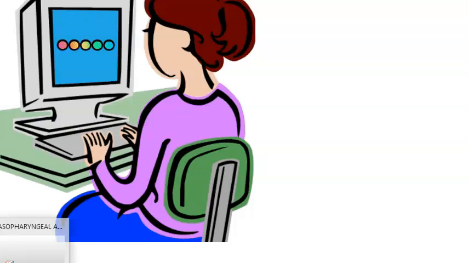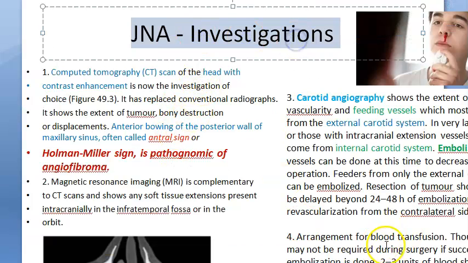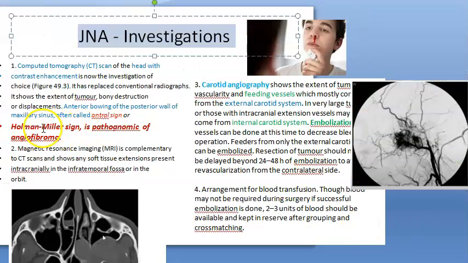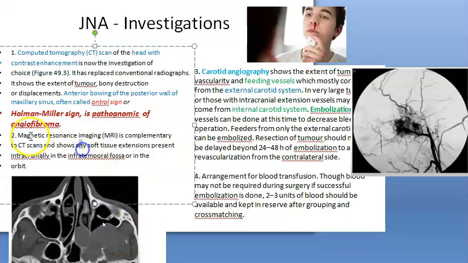Guys, we're taking a recap, okay, of what? JNA. Don't sleep off. Okay, then investigations, what will you do? CT, MRI. In CT, what will you see? Antral sign or Holman-Miller sign, which is the anterior bowing of the posterior wall of the maxillary sinus. This is pathognomonic of angiofibroma. And then you can do MRI.